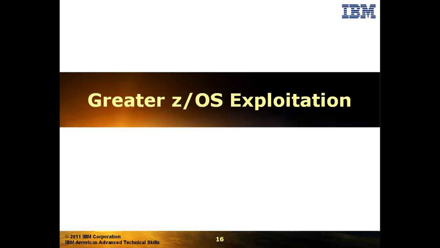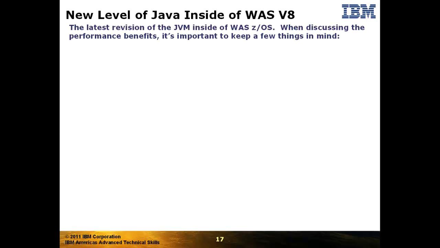Now we'll take you into a discussion of the z/OS-specific exploitation features that will show up in WAS z/OS version 8. WAS z/OS version 8 brings with it a new level of Java which has performance benefits associated with it. The new z196 processor also brings with it performance benefits. And quite often we see the two combined when talking about WAS z/OS version 8 performance.